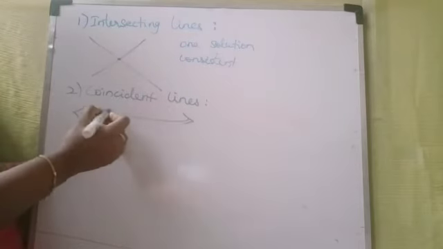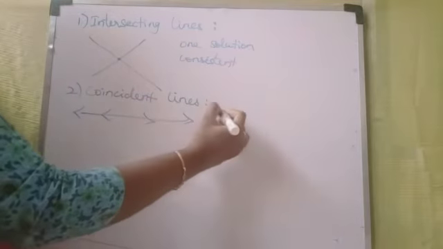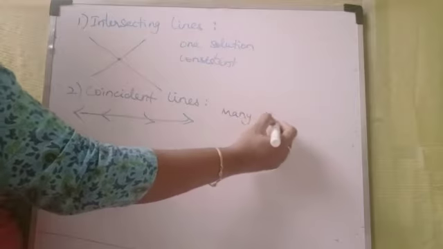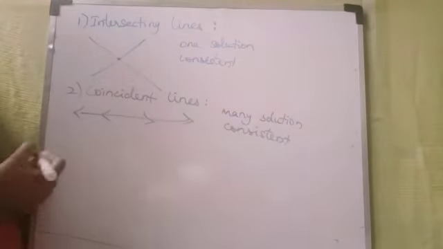Next, let us discuss coincident lines. In this case, the two lines are exactly one on the other. So each and every point is a common solution. So we can find many solutions. So this also comes under consistent.